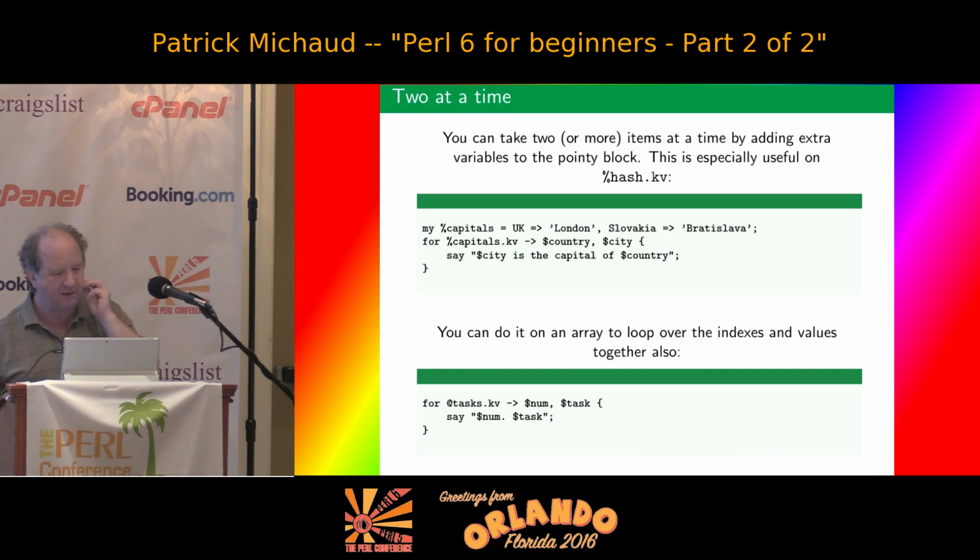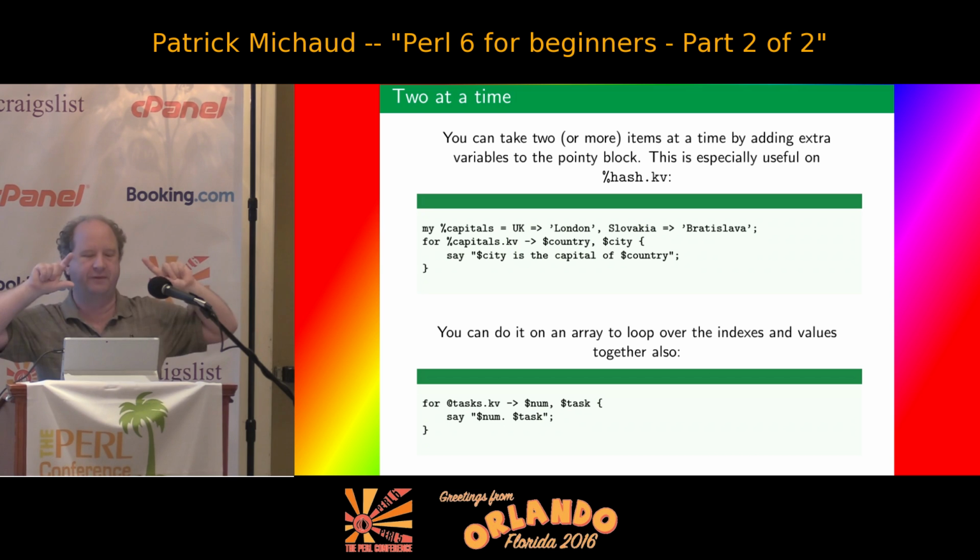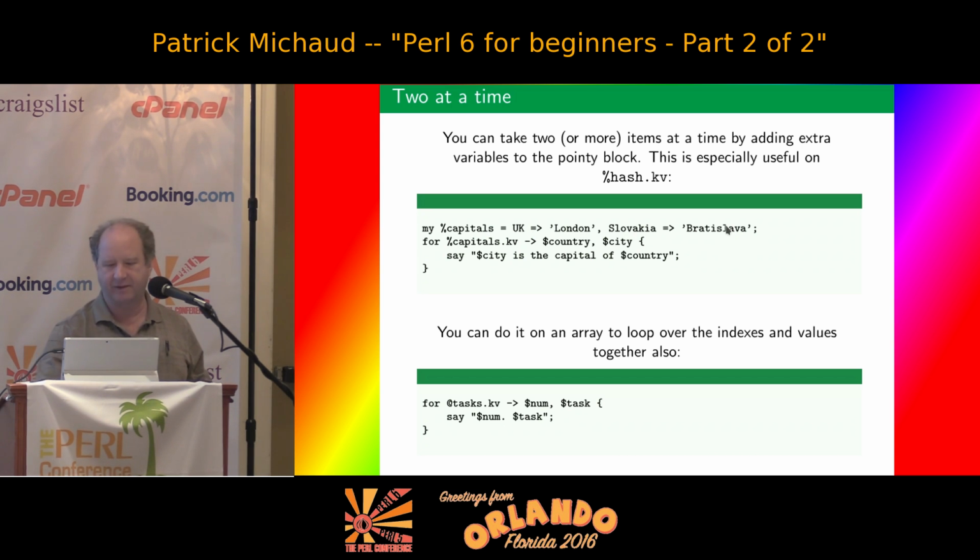All right. The really nice thing about the pointy block syntax is that you aren't limited to having just one iterator variable. You can have multiple of them. And so if you put multiple variables after the arrow, then that means take n at a time from the list instead of taking one at a time. So in this case, I have a set of capitals here, which is key UK, value London, key Slovakia, value Bratislava. And by doing .kv on that, that gives me a list, and that list is going to be key, value, and it's flattened.